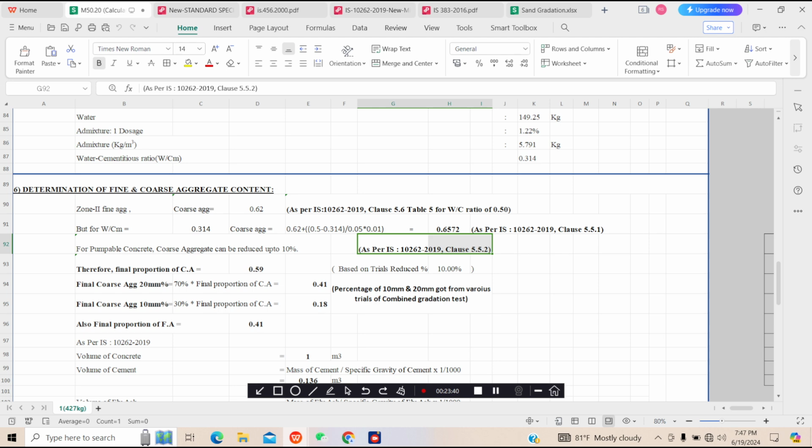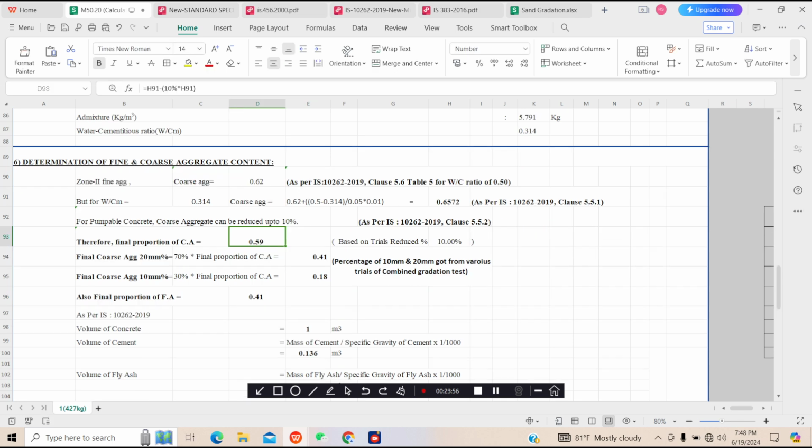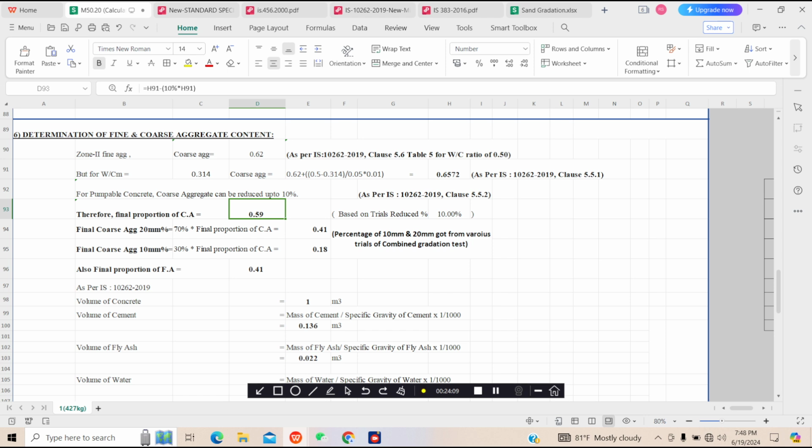So we have decreased this ratio, that is 0.6572. Here we can see we have reduced it: 0.6572 minus 10% of 0.6572, we get 0.59. Here we can see the final proportion of coarse aggregate that we have achieved is 0.59. Now there are two types of aggregate that we are using in our site: one is the 20 mm down and the other is the 10 mm down.